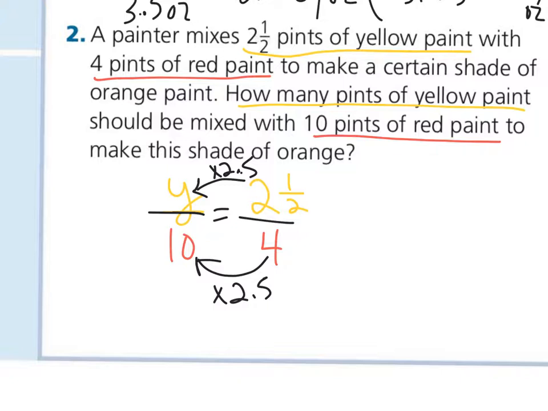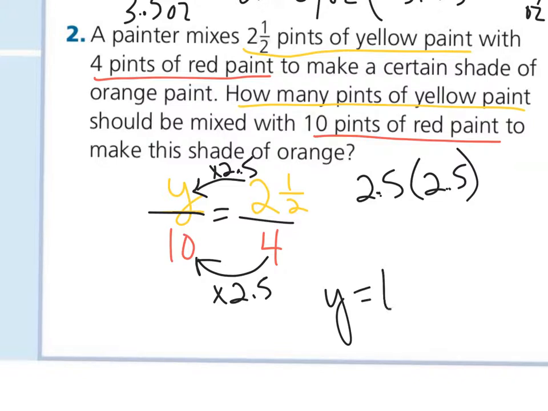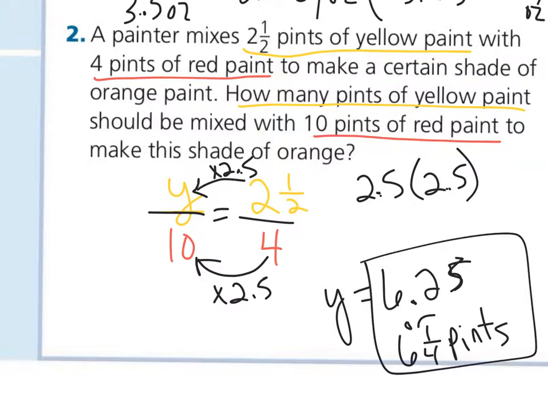And so if we do that, basically it is 2.5 times 2.5. Remember, if you didn't have a calculator, we would just change them to improper fractions, so like 5/2 times 5/2. So when you work that out, you get 6.25, or we could write that as 6 1/4 pints of yellow paint that we need.